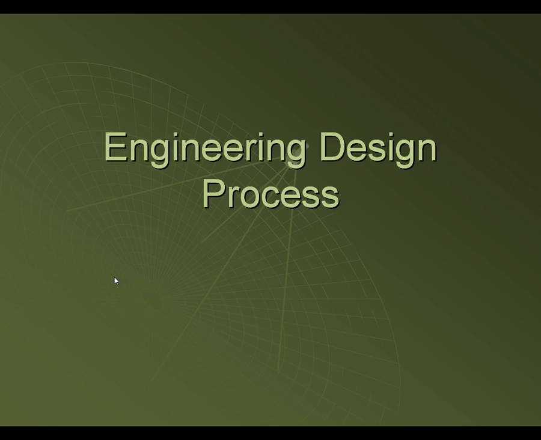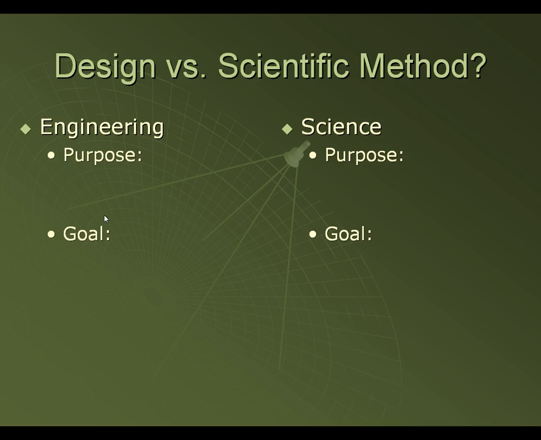Right. If you've clicked on this one, it's because you've realized we have not actually gone over the engineering design process in class. It's very similar to the scientific method, so you'll do fine after listening to this. The main differences between the engineering design process and the scientific method are the purpose and the goal. For engineering, the purpose is to create a solution to a specific problem.